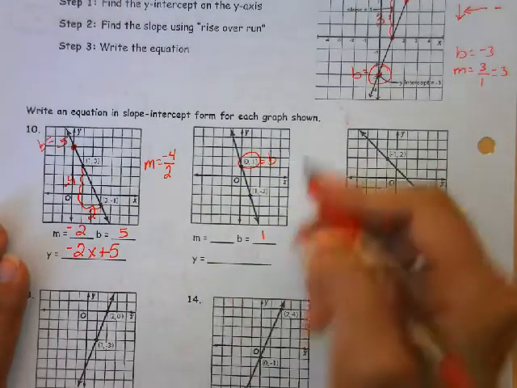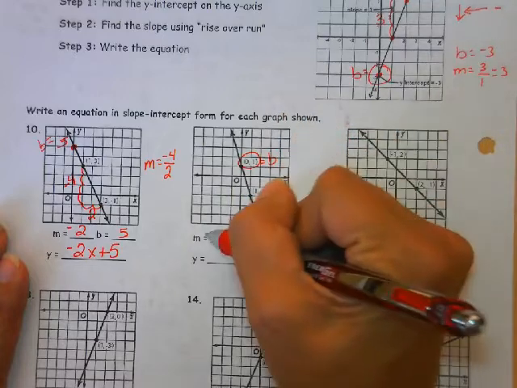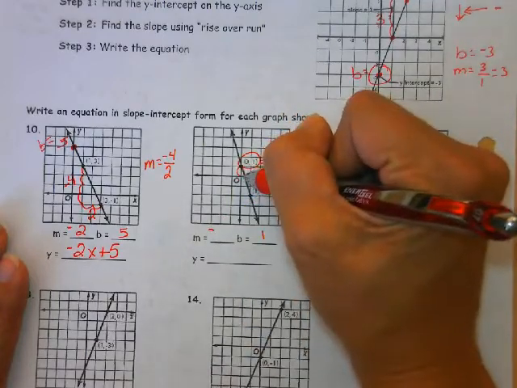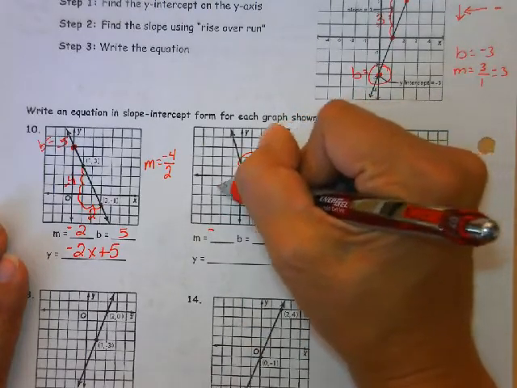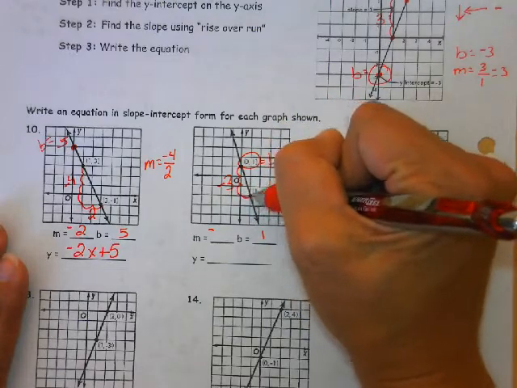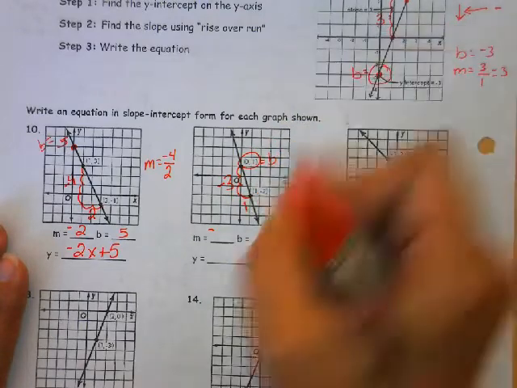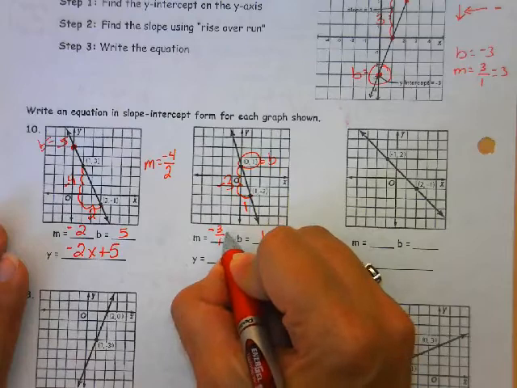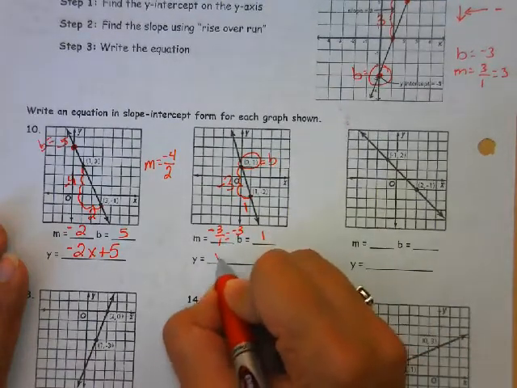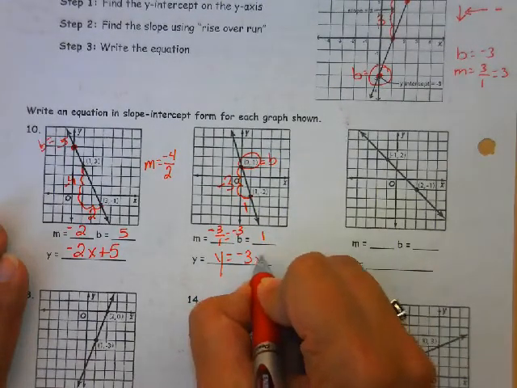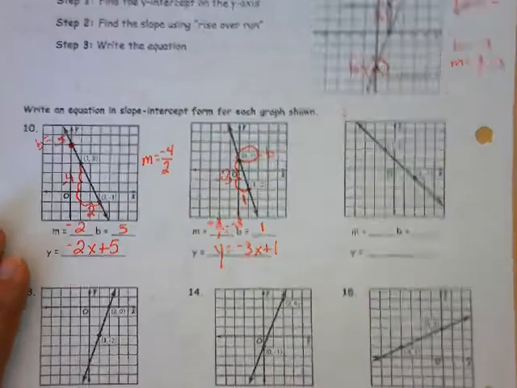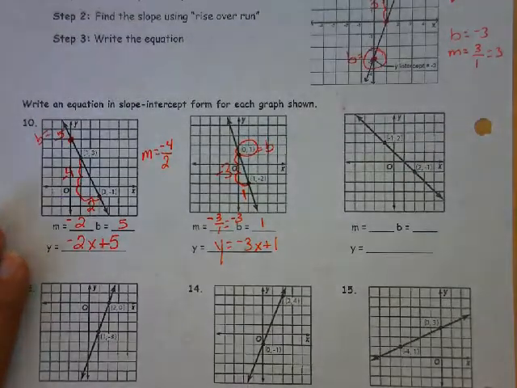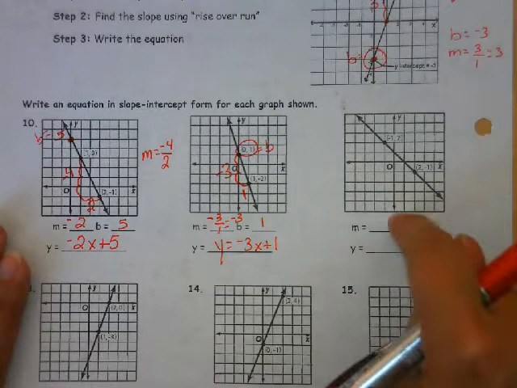Here, they give us the b. My b is 1, and again, this is going down, so my slope is negative. 1, 2, 3, so -3, and right +1, so -3 over 1. Again, you can write this as -3. So y equals -3x plus 1. I'm going to let you do this one.